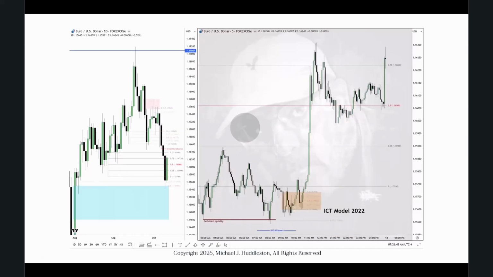Moving on to euro dollar, just pretty much the opposite. We can see their sell side liquidity here. They tapped into that during New York open and kill zone, 7 o'clock to 10 o'clock in the morning Eastern time, always New York local time. We have the ICT model 2022, low, high, 62 to 79% retracement level. You can find that on your own charts here, but we have an inversion fair value gap.